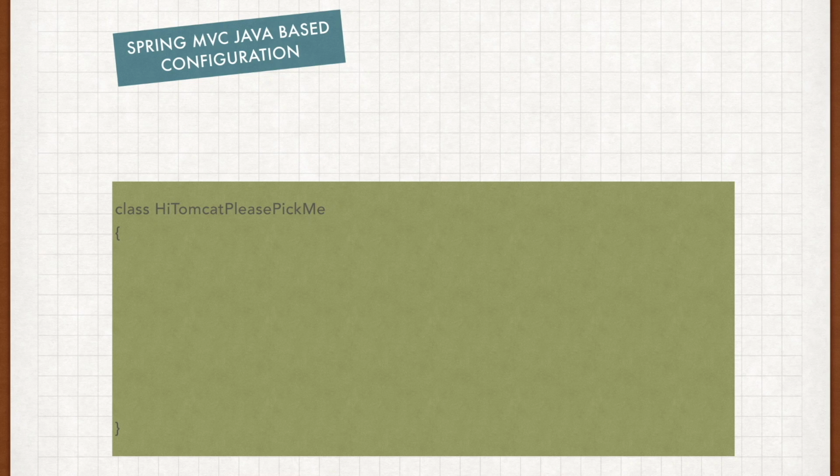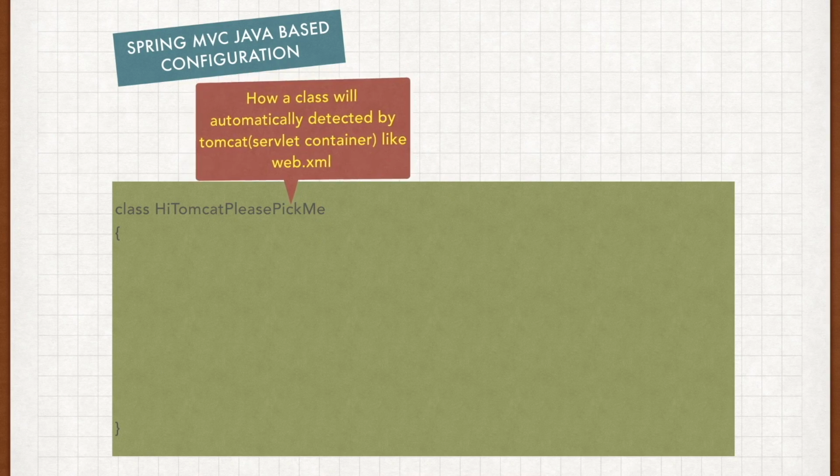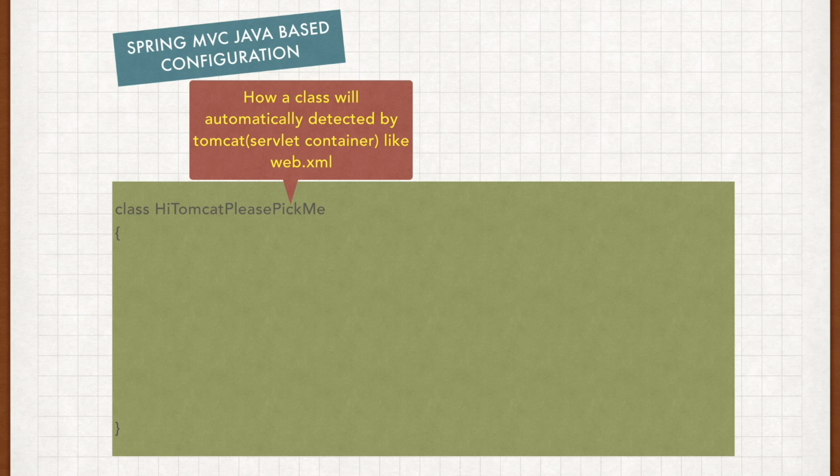So let's say right now I have a class right here. Hi Tomcat, please pick me. So will Tomcat pick this particular class automatically? Not at all. So how can we tell Tomcat? How can a class be automatically detected by Tomcat or your servlet container just like web.xml? Okay, so to do that, we have to give a superpower to this particular class called Hi Tomcat, please pick me.